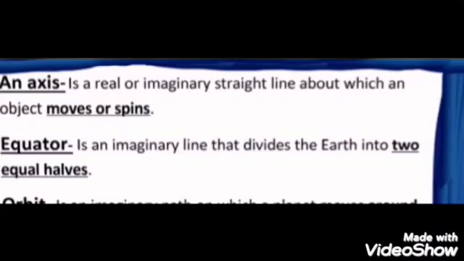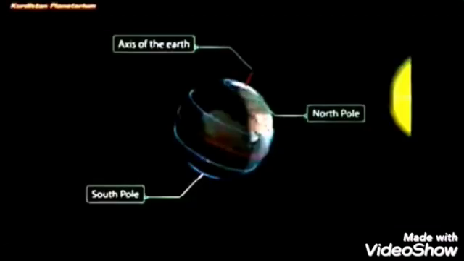So children, first we will learn about the Earth's axis and equator. What is axis and what is equator? An axis is a real or imaginary straight line about which an object moves or spins. For example, we can take the example of a top. As we play with a top, it moves and spins on its axis, in the same way the Earth moves. Children, Earth too moves around the sun on an axis.